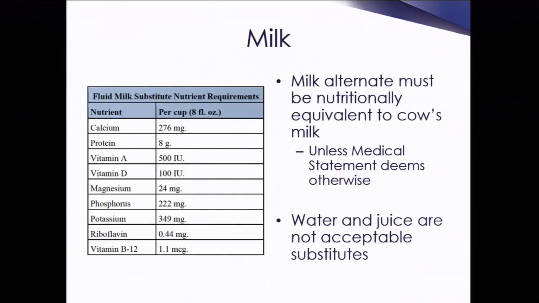As I briefly mentioned in the previous slide, milk alternates must be nutritionally equivalent to cow's milk. In this chart is listed the nutrients and their minimum amounts required in order for a milk alternate to meet the nutrient requirements. The required nutrients to be present in milk alternates are calcium, protein, vitamin A, vitamin D, magnesium, phosphorus, potassium, riboflavin, and vitamin B12.